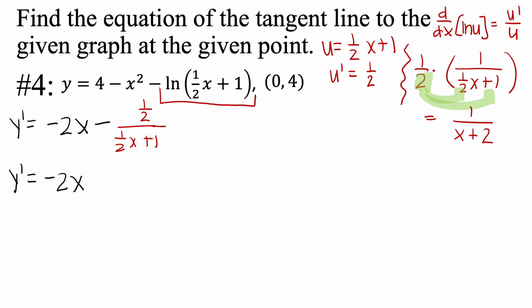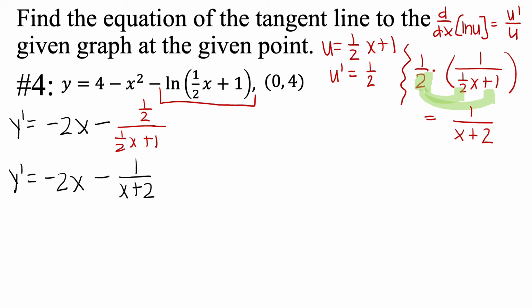So we can go back, y prime is equal to negative 2x minus 1 over x plus 2. If I lost you on the simplifying, please feel free to pause the video and ask your teacher. Remember, when we're finding the equation of the tangent line, we don't need to do too much simplifying of our equation because we're going to end up plugging in anyway.